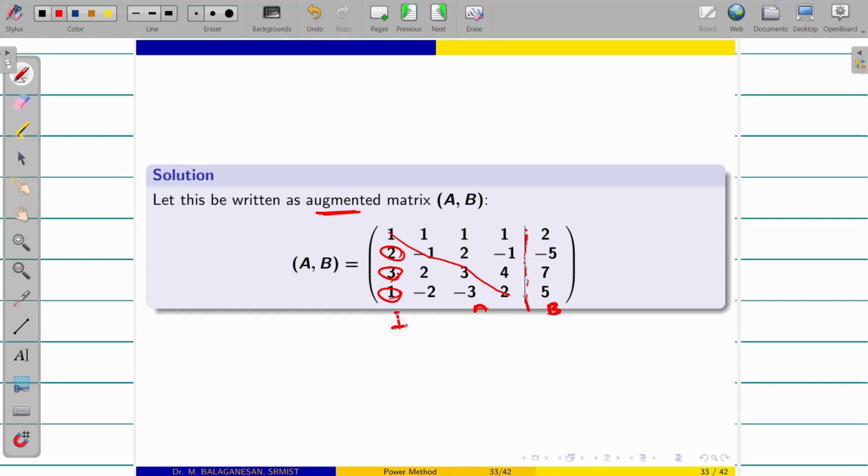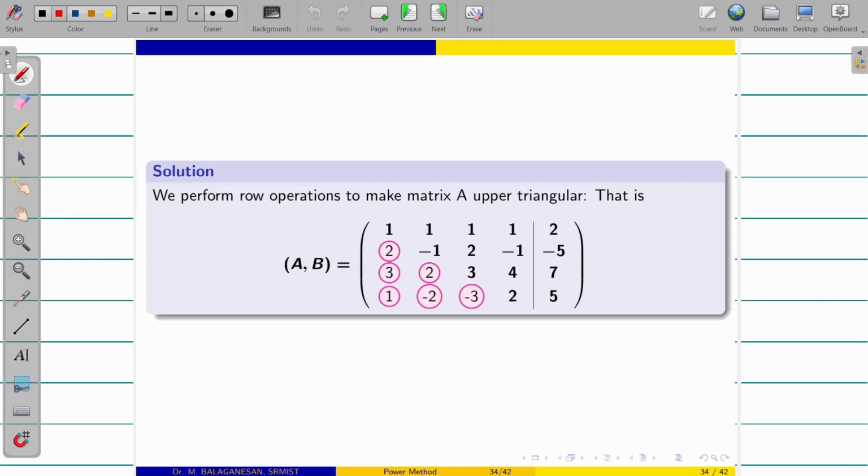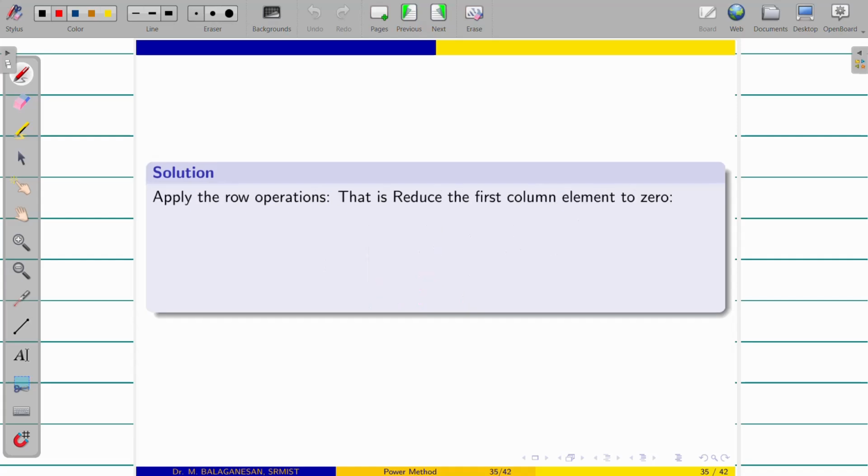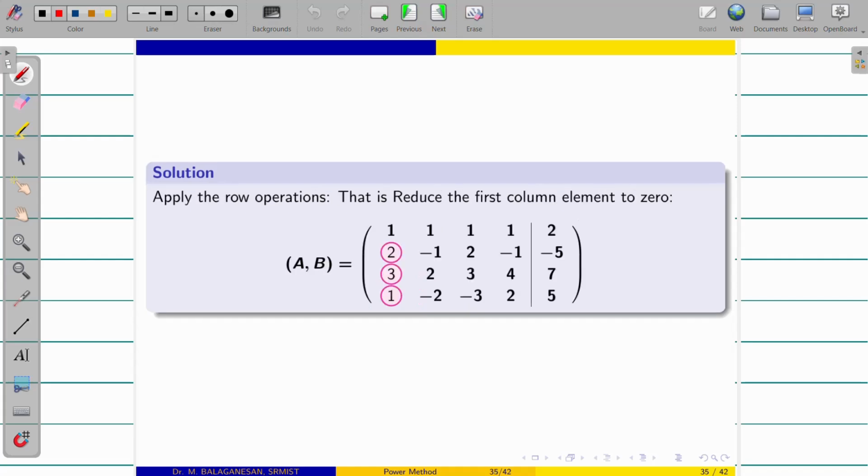So now we have to reduce all these elements. First step, we have to reduce this to 0. Second step, this 2 into 0. Third step, this one into 0. So this is the upper triangular matrix. That's it. I have circled all those elements here. We have to reduce those to 0 to get the upper triangular matrix. Now, the first column elements to 0. Tell me the explanation of how to do that.